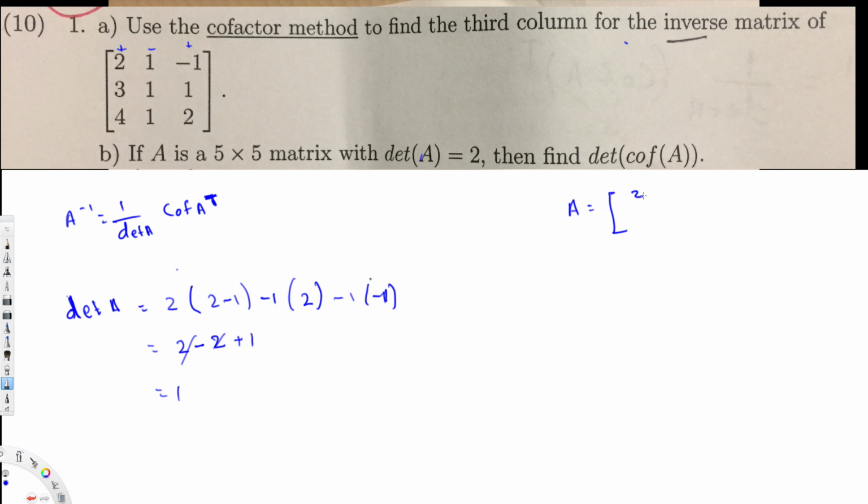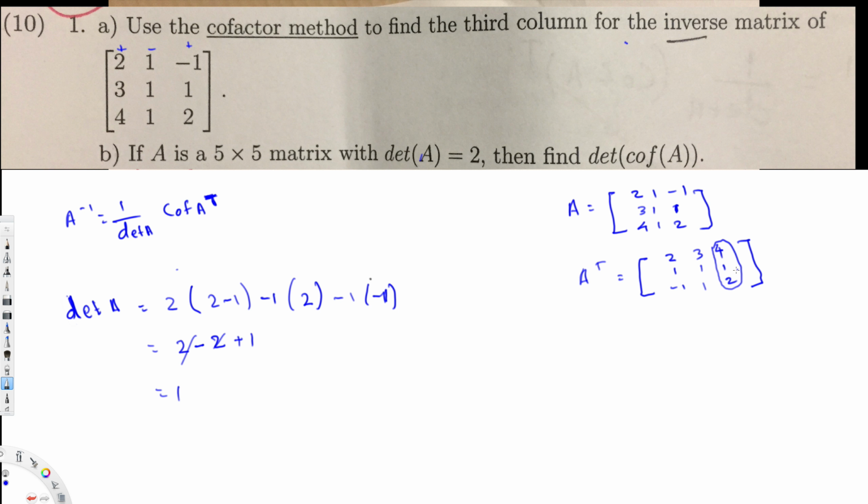A is going to be 2, 1, minus 1, 3, 1, 1, 4, 1, 2. If you find the A transpose, it's going to be flipped around, right? So it's going to be 2, 3, 4, 1, 1, 1, minus 1, 1, 2. And they are asking for the third column. So the third column is going to be this one, 4, 1, 2.